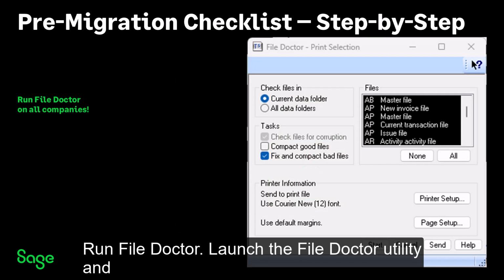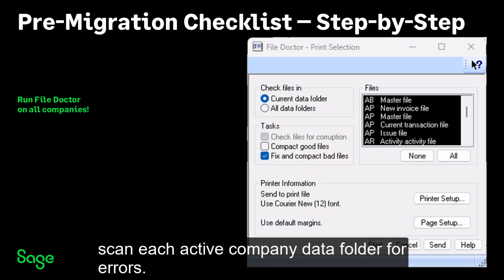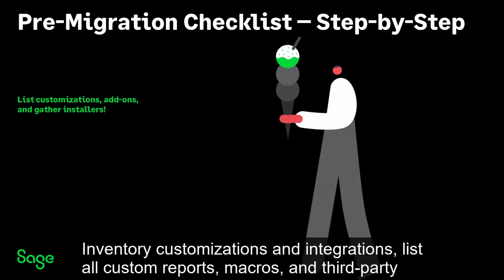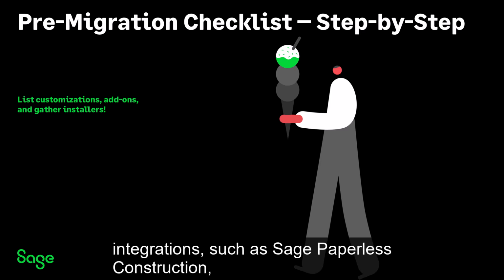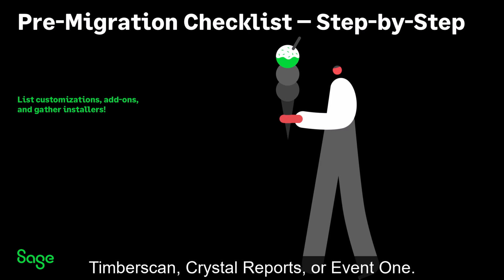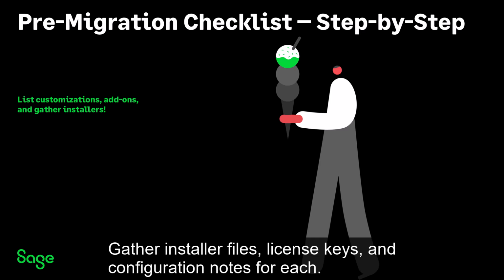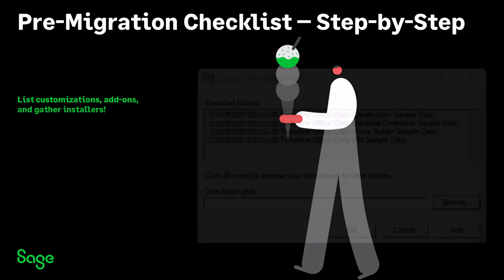Run File Doctor. Launch the File Doctor utility and scan each active company data folder for errors. Inventory customizations and integrations. List all custom reports, macros, and third-party integrations, such as Sage Paperless Construction, TimberScan, Crystal Reports, or Event One. Gather installer files, license keys, and configuration notes for each.